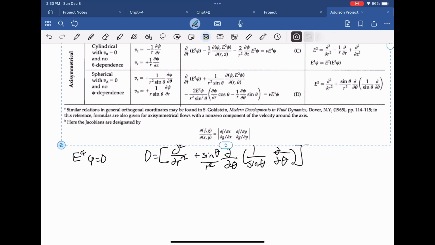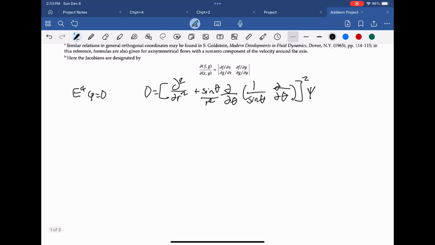Okay, so we have this in terms of partial r and partial theta. We're now going to be writing out the VR and V theta terms just from above. So we have VR, and then we have V theta is equal to 1 over sine theta, d phi over d theta, dr equal to 0.